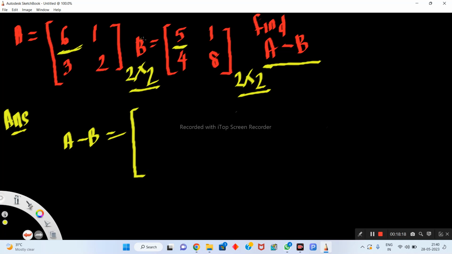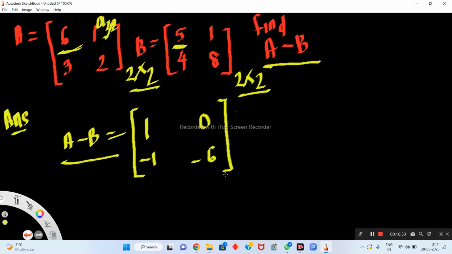We'll subtract this 6 with this 5. We'll get 1. Then the second element, a 1 2 with b 1 2. Here we are having 1 and here we are having 1. 1 minus 1 is 0. Here we are having 3 and 4. 3 minus 4 is minus 1. Here it is 2 and here it is 8. 2 minus 8 is minus 6. This is A minus B matrix.